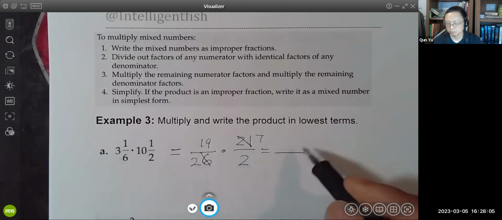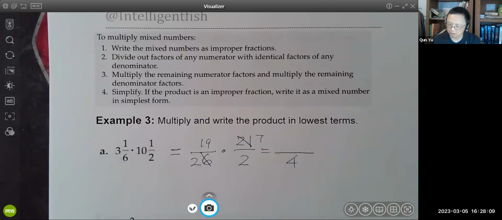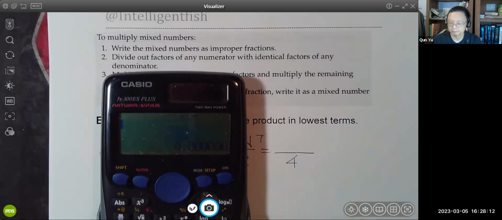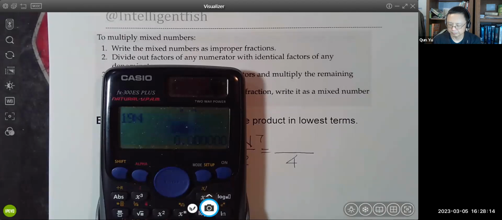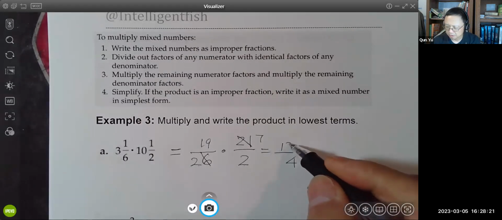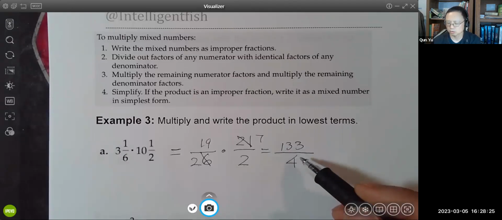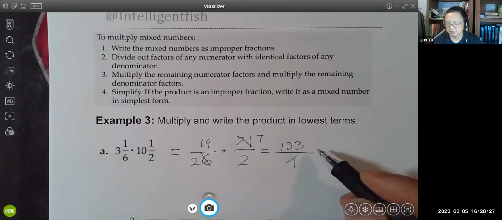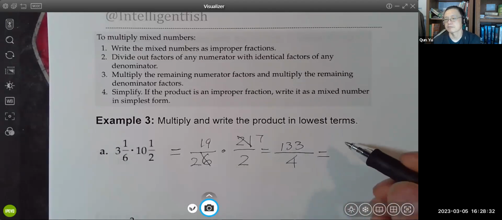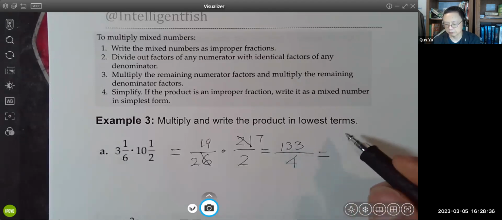2 times 2 is 4. Now 7 times 19. Let's use a calculator. 133. Usually we want to write our final product in the mixed number format because a mixed number is easy for people to see how big the value of this fraction is.